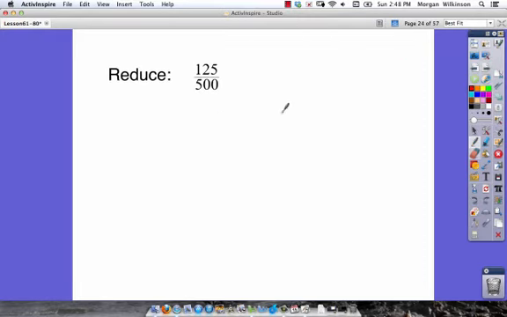Here we want to reduce 125 over 500. So 125. Well, if we broke that into parts of 25, we'd have to have 5 25s. It's like having 5 quarters to get us $1.25. And then 25, well that's 5 times 5. So we have 5 times 5 times 5 as our prime factorization. We can write that out.